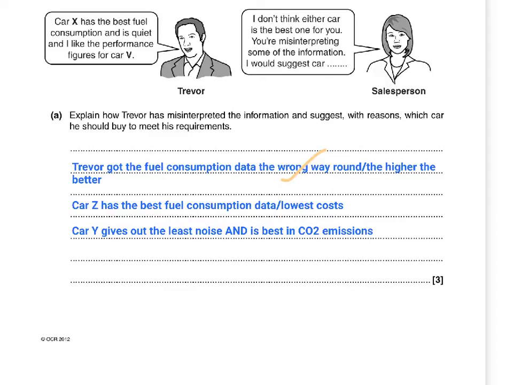And then, in terms of understanding what that means, if you have a look at the table, car Z has the best fuel consumption data, and therefore it would have the lowest costs in terms of running the car. And then his second criteria was the environment, which is basically noise and CO2. The car that has the best environmental performance is car Y, because it gives out the least noise and it has the best CO2 emissions, in other words, the lowest CO2 emissions. So there's our 3 points.